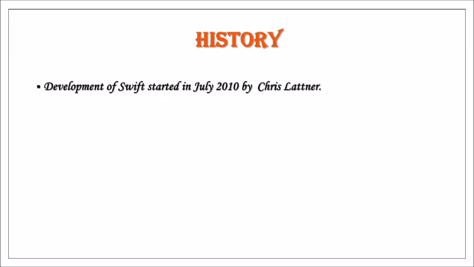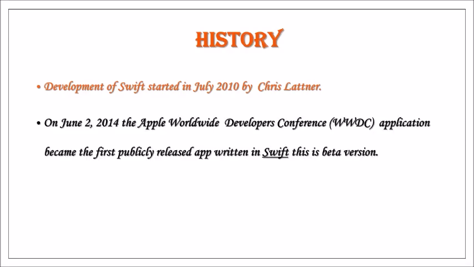Swift development was started in July 2010 by Chris Lattner, with the eventual collaboration of many other programmers at Apple. Swift took language ideas from Objective-C, Rust, Ruby, Python, C#, CLU and too many others to list. On June 2, 2014, the Apple Worldwide Developer Conference application became the first publicly released app written in Swift. This was a beta version, but the company did not promise that the final version of Swift would be source code compatible with the test version. Apple planned to make a source code converter available if needed for the release.